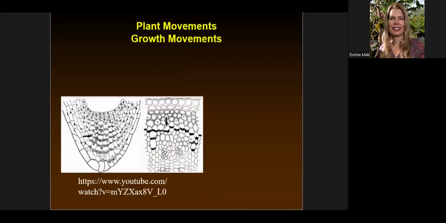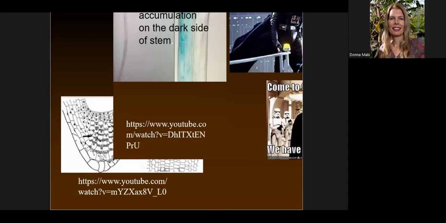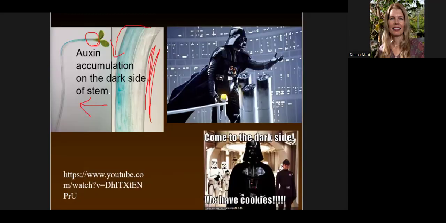So, any other questions on phototropism? It's more complicated than what I'm telling you. There's a signal cascade that, in this class, we don't need to get into, but it's a very nifty mechanism.